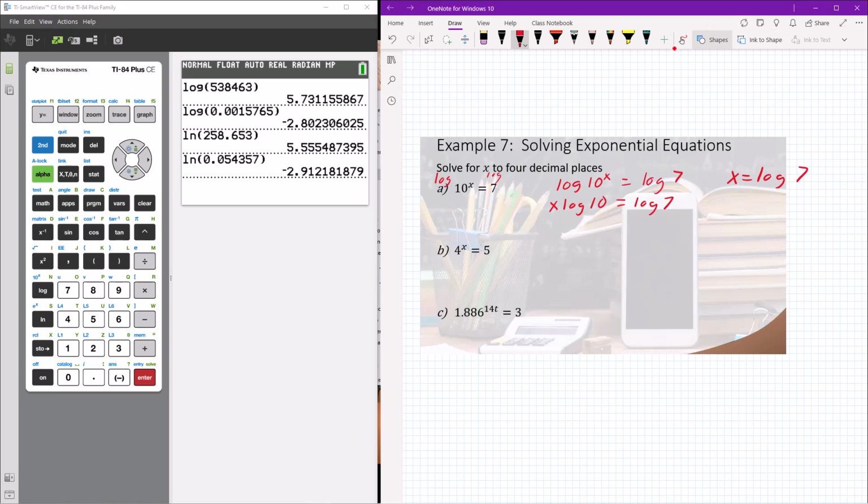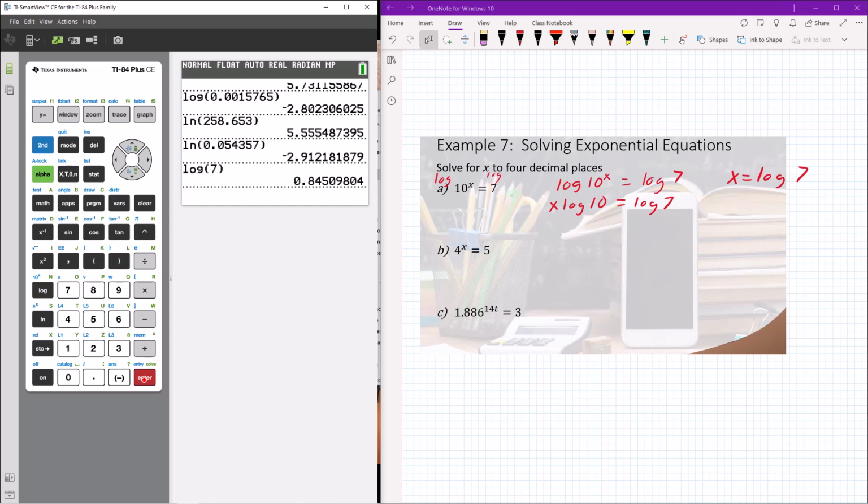Okay? And the log of 7, well, log 7, that gives me 0.8450. The fifth decimal place is a 9, so this will round to 0.8451. Okay, so that's part A.